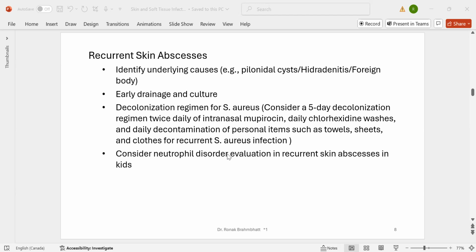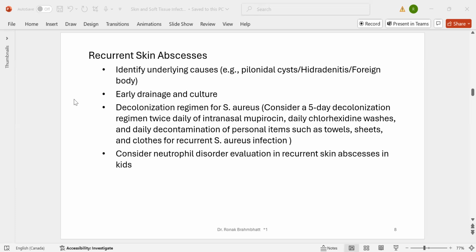So you have a 5-day decolonization regimen with mupirocin, which is intranasal. Bactroban, or mupirocin, which is intranasal. Then you have chlorhexidine washes, decontamination of personal items. This is your typical health promotion and illness prevention.